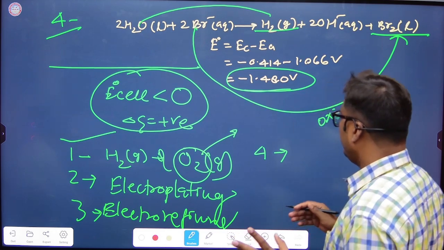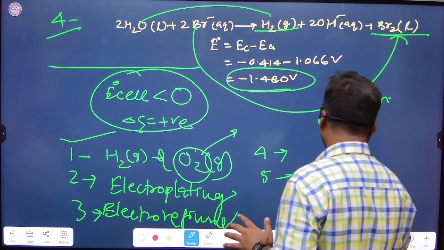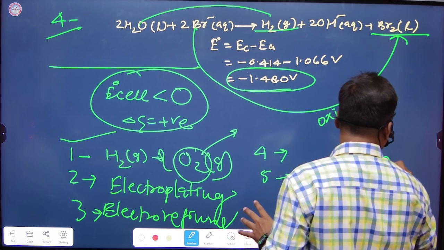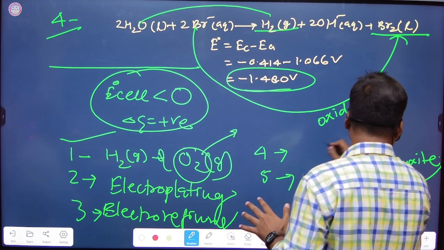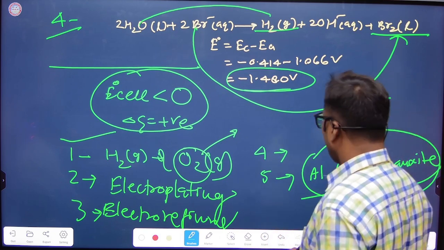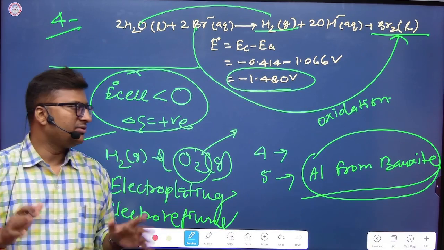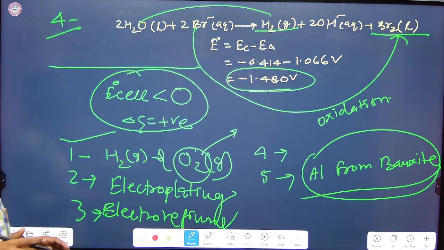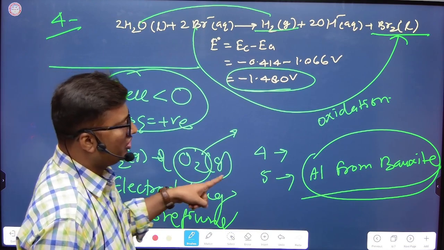And the most important, fifth application is the production of aluminum from bauxite, right? So in the aluminum industry, we can produce a pure form of aluminum through the electrolysis of bauxite. Bauxite is actually the ore of aluminum. So electrolysis is suitable here for the production of aluminum, right?